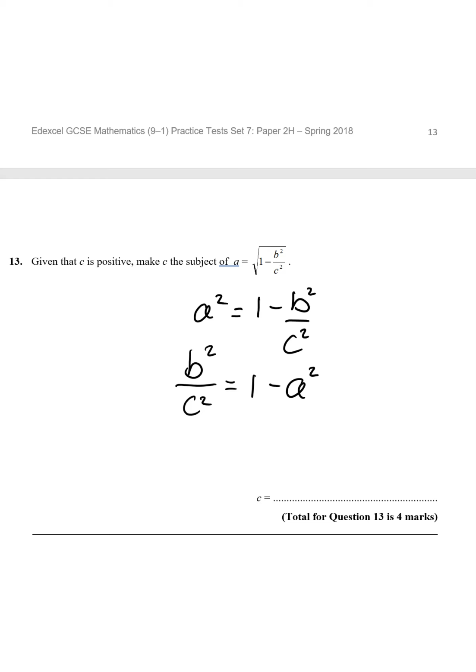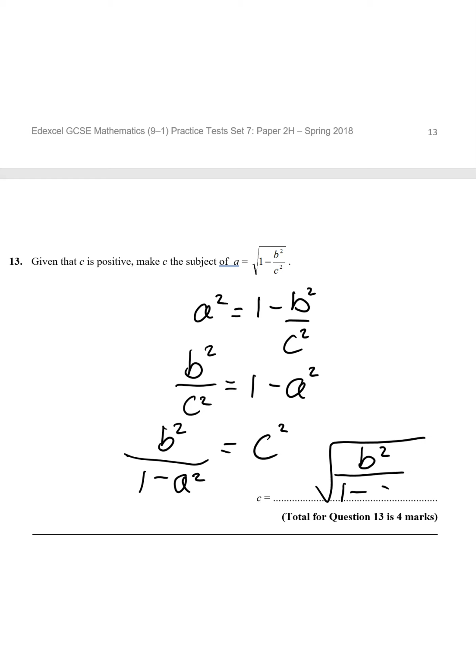So rearranging it, let's get c squared over here. So I've got b squared divided by 1 minus a squared. So actually c is equal to the square root of b squared over 1 minus a squared. So quite a few steps there, making it positive, rearranging it, dividing by 1 minus a squared, and we get our final solution.